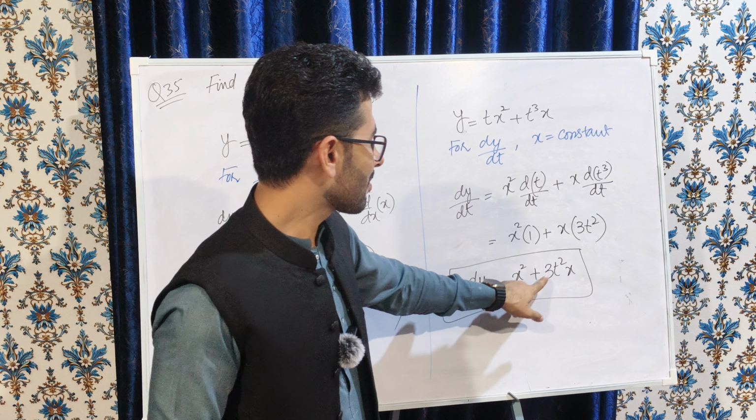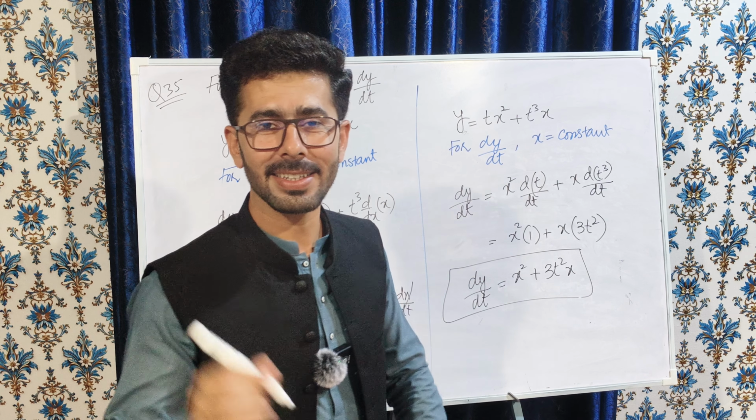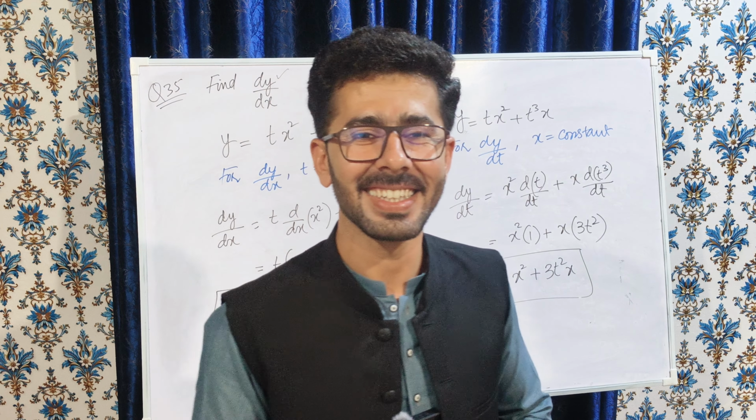Now we have x square plus 3t square x, and Salar is knocking on the door.